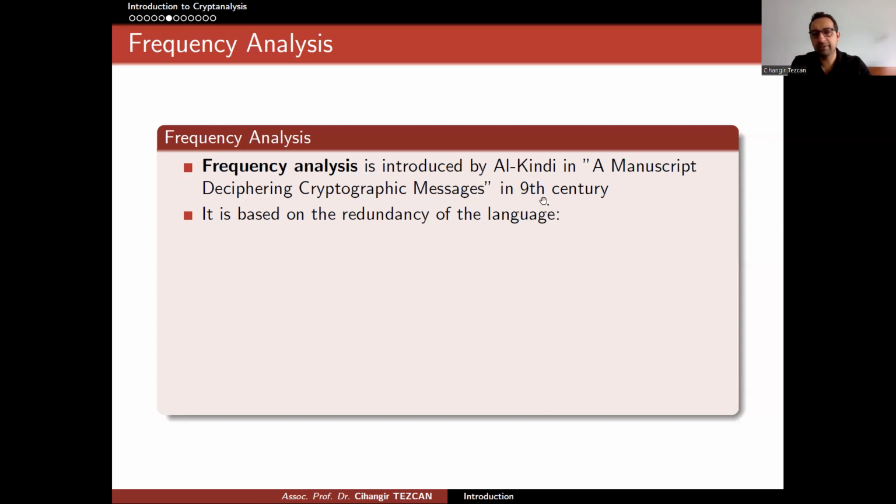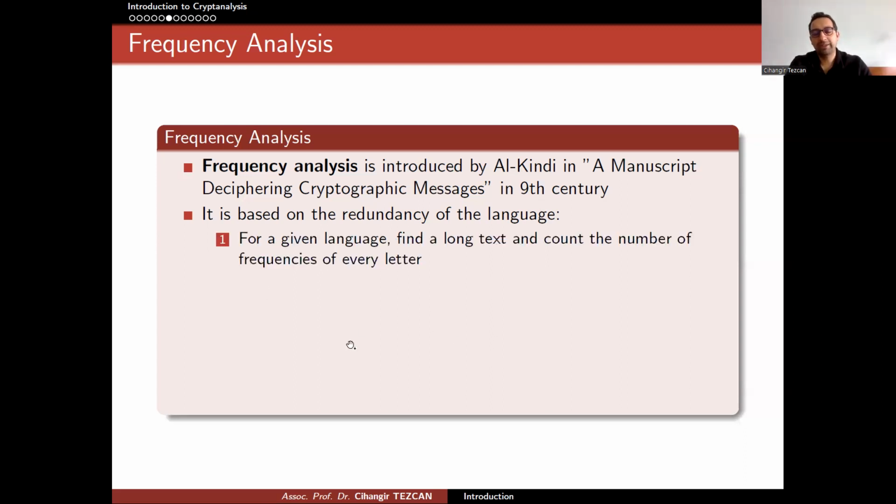This method was introduced in the 9th century, but the ideas applied here also apply to modern cryptanalysis techniques, because it is a statistical attack, so we should understand how this works. As we said, it is based on the redundancy of the language. What you do is as follows. For a given language, find a long text and count the frequency of every letter. So, take an English book, take a Turkish book, count how many times the letter A appears, B appears, and so on. You are not interested in capital or lower case, you are only interested in letters. Of course, doing this by hand will take a lot of time, but a simple code will do it in less than a second.